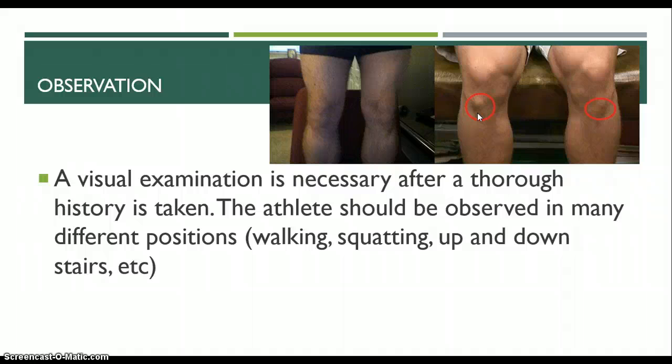How's their leg alignment? Are they genu-valgum, meaning that they're knock-kneed? Are they genu-varum, meaning that they're bow-legged? Are they genu-recurvatum, meaning that their knees hyperextend? Do you see any swelling present? Where is the swelling located? Is there any ecchymosis, or in other words, forms of bruising around the area? Is there muscle atrophy? These should all be observed.